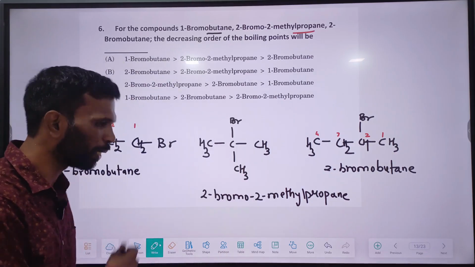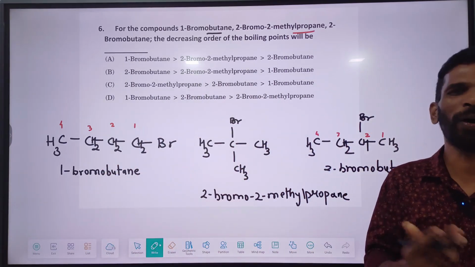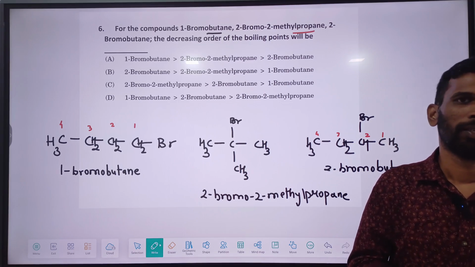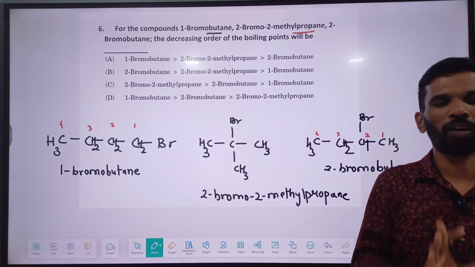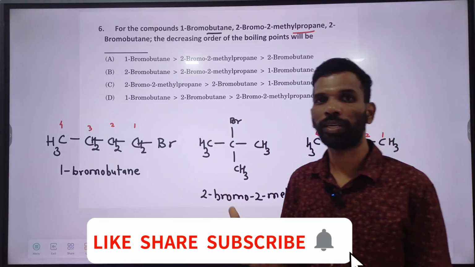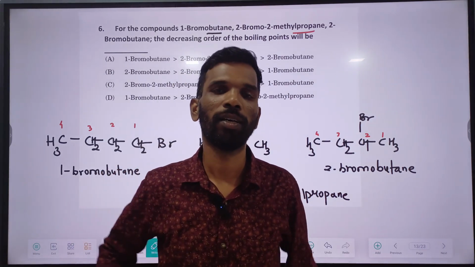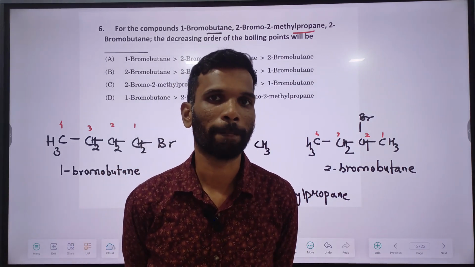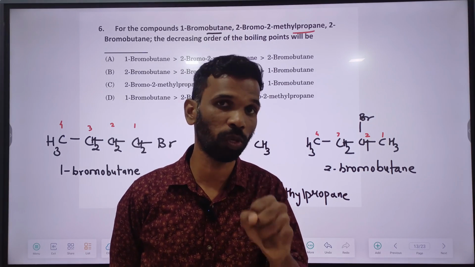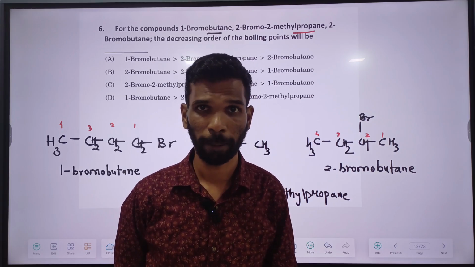If you see, mostly for compounds having the same number and same type of atoms, the boiling point will depend upon the intermolecular forces, which are directly proportional to the molar mass. And if the intermolecular force is very high, which holds the molecules together, then the boiling point is very high, right?